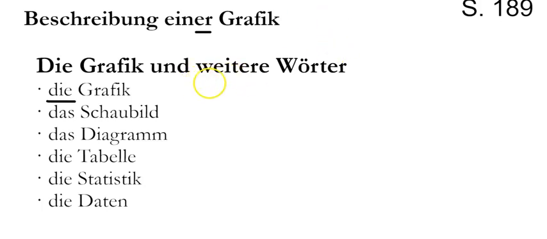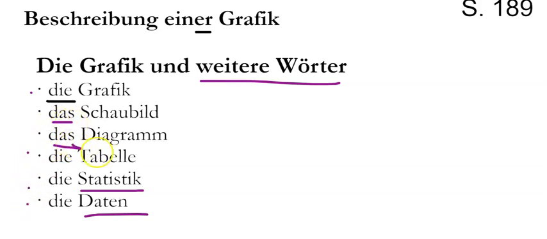These are other words, die Grafik und weitere Wörter. Other words you might use instead of graph. Die Grafik, das Schaubild, das Diagramm, die Tabelle, die Statistik, Daten, data, and all of these could be used. Do note the genders. So you have die, and these two are das, neuter or sächlich. So weiblich, weiblich, weiblich, weiblich, sächlich, sächlich.